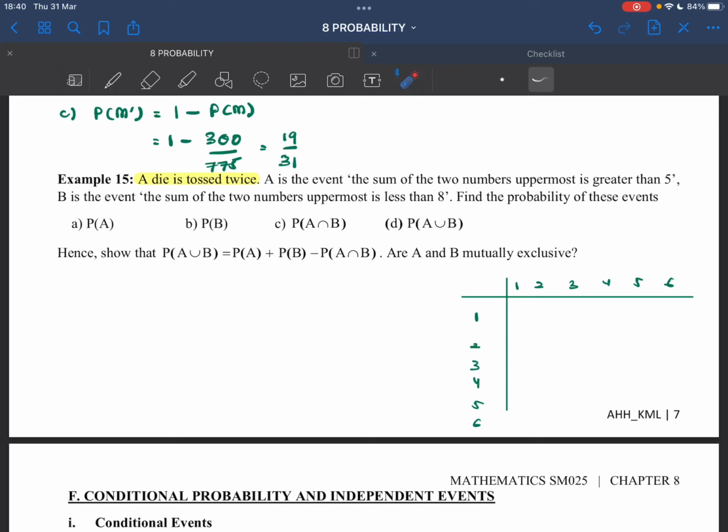The question said A is the event that the sum of the two numbers uppermost is greater than 5, and the second event is that the sum of the two numbers uppermost is less than 8. So the question wants the sum. You just sum up all these things here and find all the probabilities. Please find it by yourself. I just give you the final answers: 13/18, 7/12, 11/36. This one is 1. You tell me the answer: A and B are mutually exclusive.